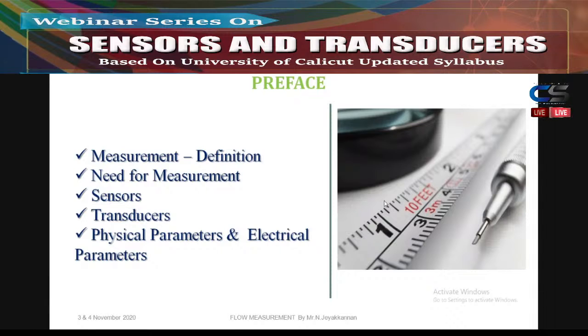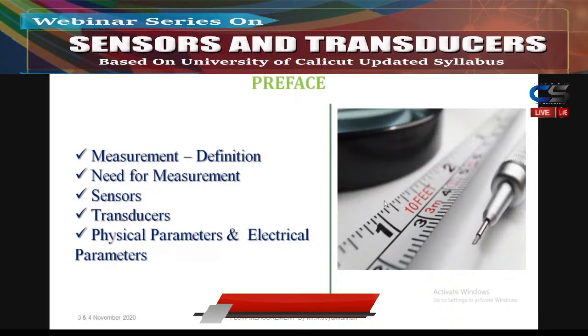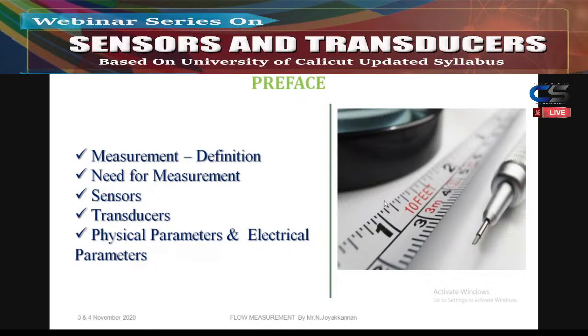And what is the need for measurement? Why do we need measurement? Without measuring, what is there? And after the measurement, what is there? The need for measurement arises when you want to specify any quantity at a certain level or a certain amount. After measuring that quantity, and how you are measuring, before measurement you need to know what is a sensor and what is a transducer. These are the two main components which are used for all types of measurement.